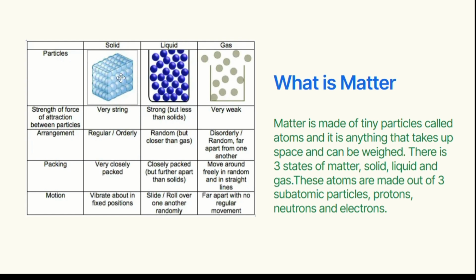So solids have a very strong attraction force, they're orderly arranged, they're closely packed, and the only motion they can do is vibrating in place. Liquids are a bit weaker but still pretty strong attractions. Their arrangement is pretty random but pretty close. They're closely packed but a little bit further apart, and they have 2 different types of motions. They can rotate and vibrate.